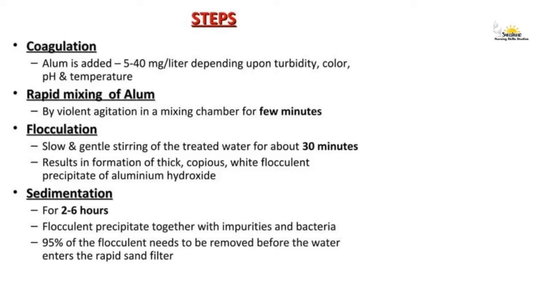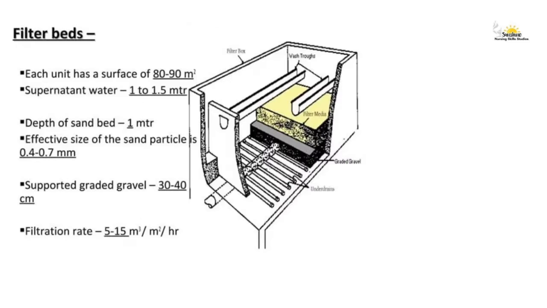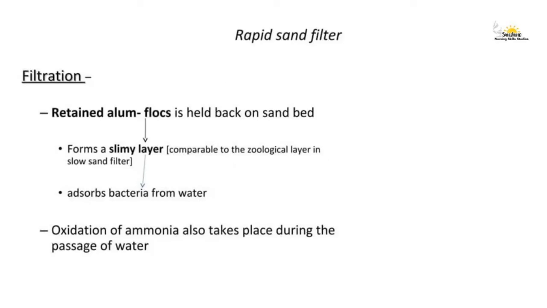The steps include coagulation, where alum is added at 5 to 40 mg per liter, and rapid mixing, where it gets mixed. Next is flocculation, where slow and gentle stirring takes place for 30 minutes, and then sedimentation, which happens for 2 to 6 hours.